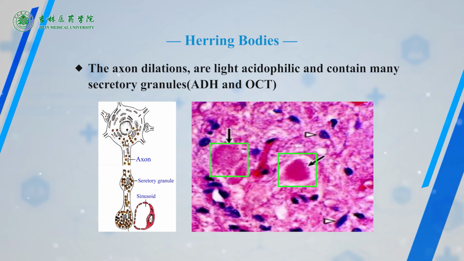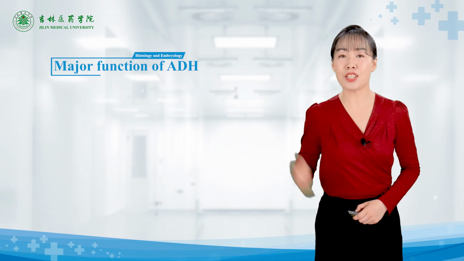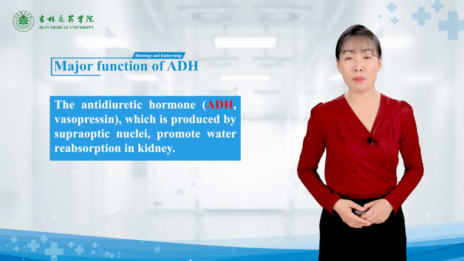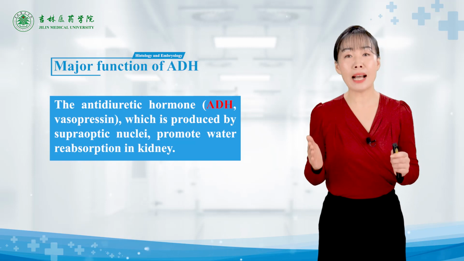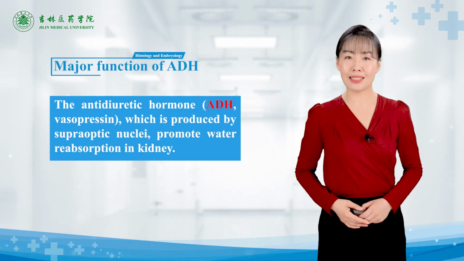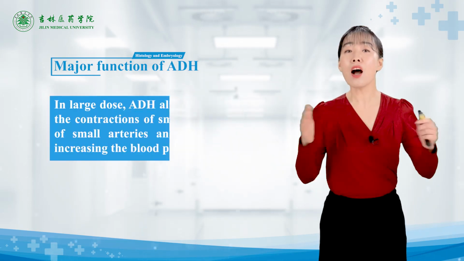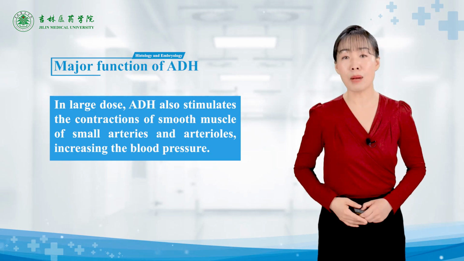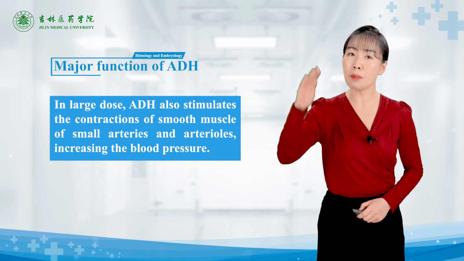Hormones include ADH and OCT. Major function of ADH. The antidiuretic hormone ADH or vasopressin, which is produced by supraoptic nuclei, promotes water reabsorption in kidney. In large dose, ADH also stimulates the contraction of smooth muscle of small arteries and arterioles, increasing the blood pressure.